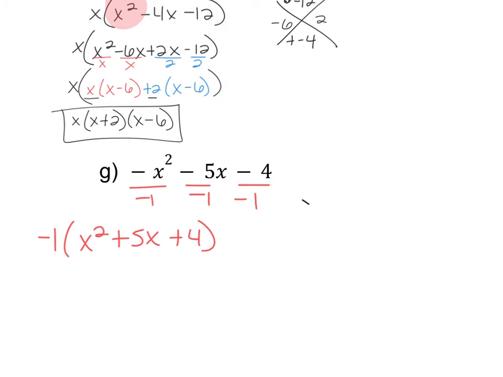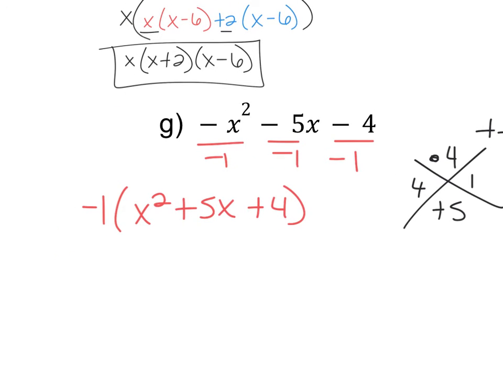So then we're going to need two numbers that multiply to be 4 and add to be 5. So those are going to be two positives, and it would be 4 and 1, right? So this would be -1 times x squared plus 4x plus x, 1x, plus 4.